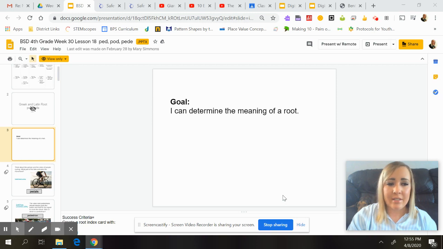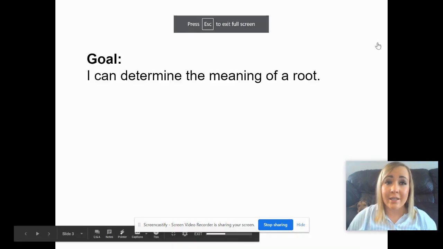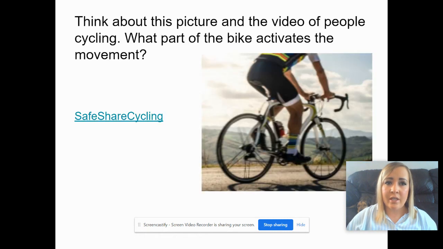Hey guys, so this is our word study for this week. I'm going to go ahead and put it in present mode. And remember, our goal is: I can determine the meaning of a root. So we're going to be learning a new root this week.